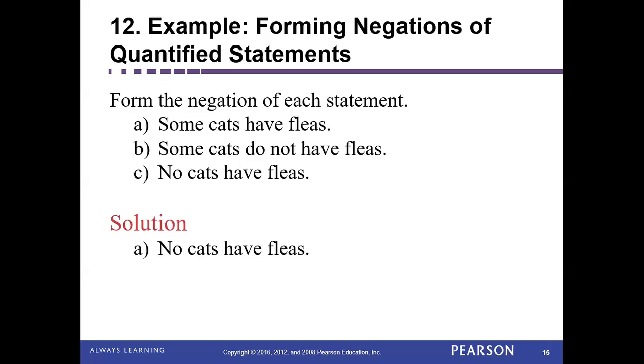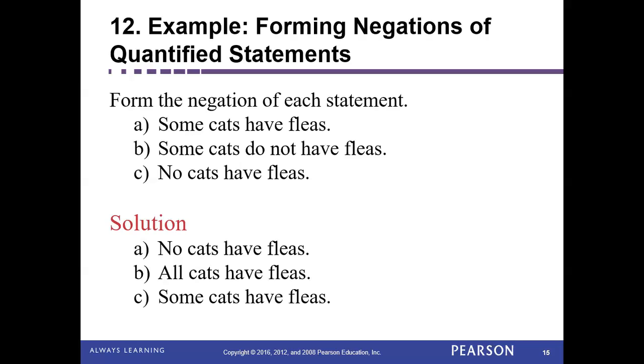So now you have some again. Some cats do not have fleas. So here you're saying some do not, so the negation to that would be all cats have fleas. So you went from some to all, because here we're saying some do not, so now we're saying all do. No cats have fleas, so what would be the negation to that? You should have said some cats have fleas.